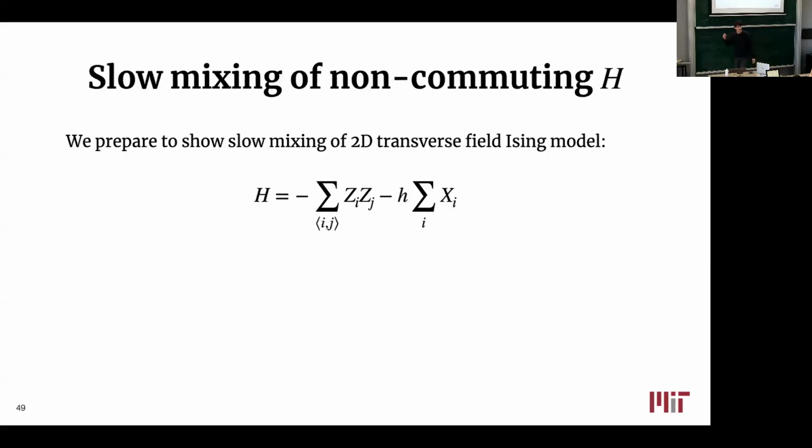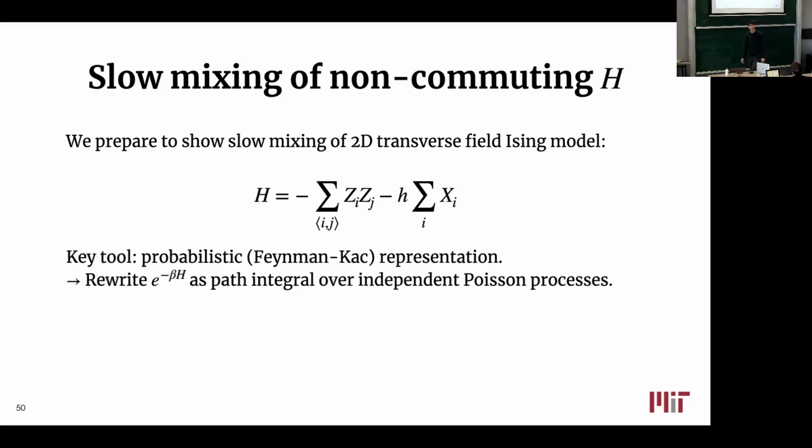So now let's try to apply this to the 2D transverse field Ising model. Here's the Hamiltonian. You have a 2D lattice, and I'm going to make it root n by root n. You apply Z_i Z_j on any adjacent vertices on the lattice, and then you have a transverse field with minus h times the sum of X_i. This is the paramagnetic transverse field Ising model.